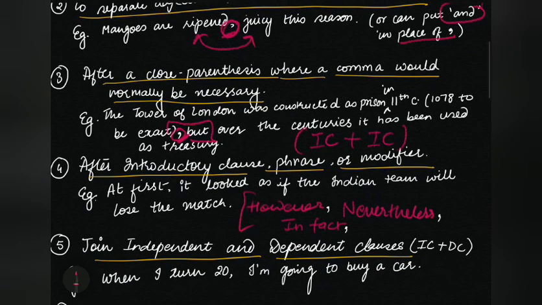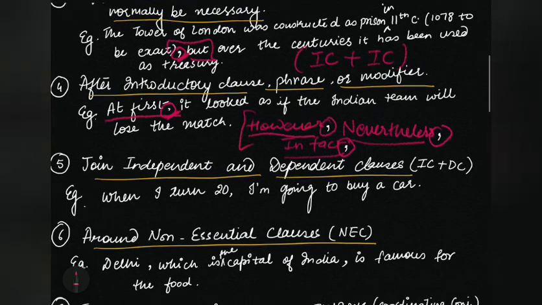The next thing is after an introductory clause, phrase or modifier. So: at first, comma, it looked as if the Indian team would lose the match. So after "at first", which is the introductory phrase, it is very important to put this comma. Some other important introductory words are however, nevertheless, in fact. These commas are very, very important. Never forget to put them.